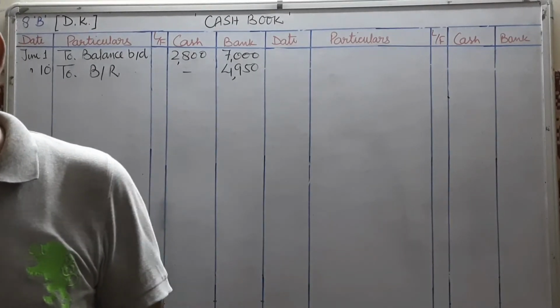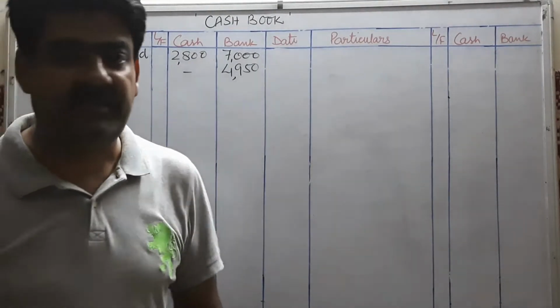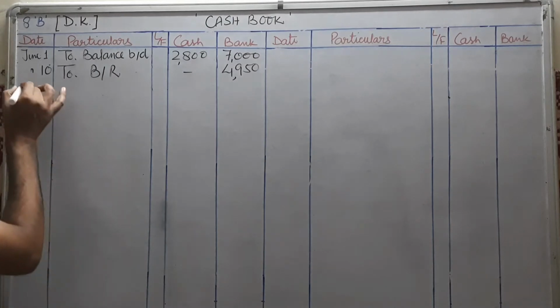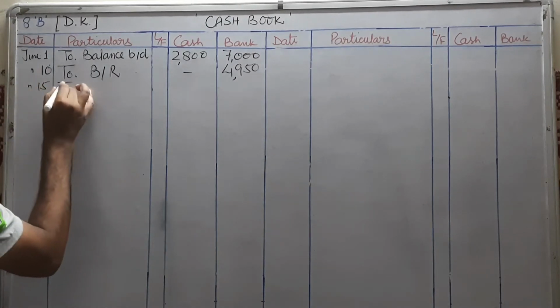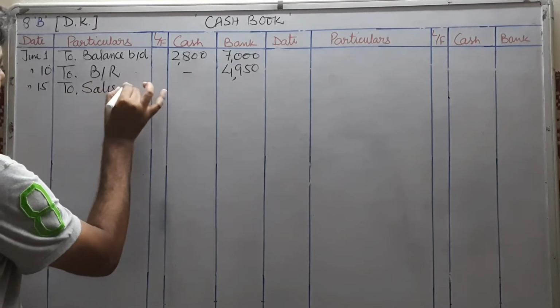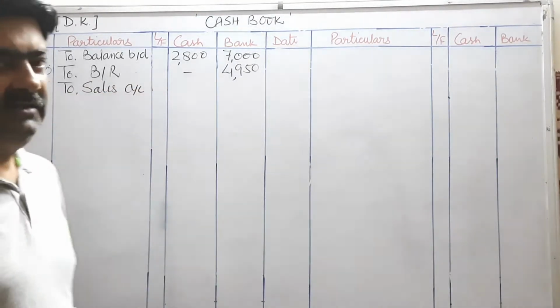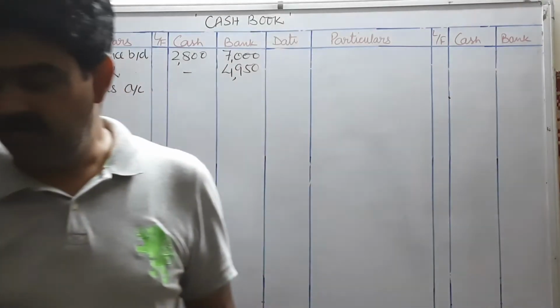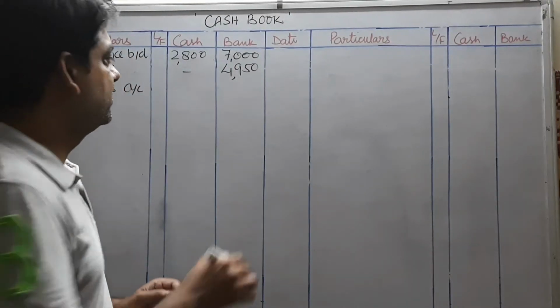Now on June 15, cash sale rupees 6,000. So cash account debit to sales account. Simple treatment will come in debit side to sales account, and this is our cash sale. So amount will come in cash column, which is 6,000.